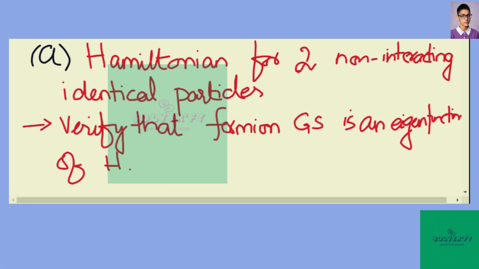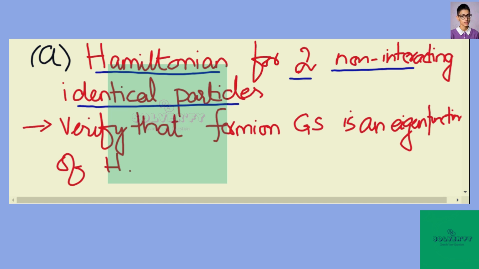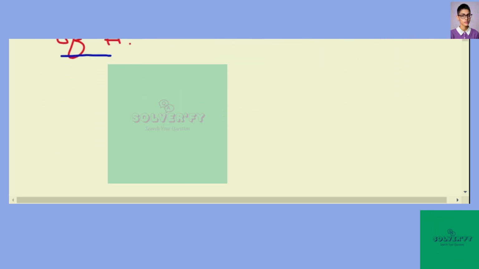So in this question, there are two parts that we are required to solve. The first part is that we need to find out the Hamiltonian, or H, for two non-interacting identical particles, and they are in an infinite square well. The second part is that we need to verify that the fermion ground state is an eigenfunction of the Hamiltonian with the appropriate eigenvalues, in example 5.1. So let's start with its solution.